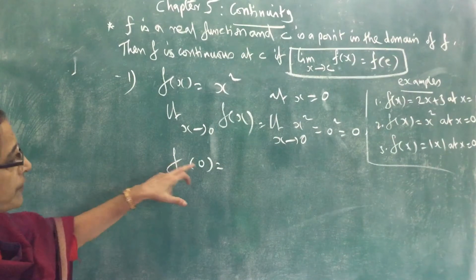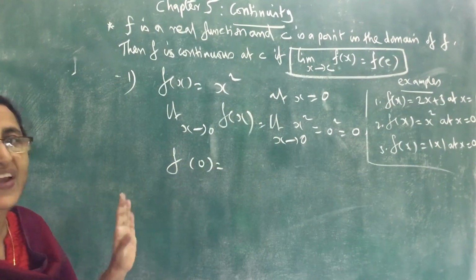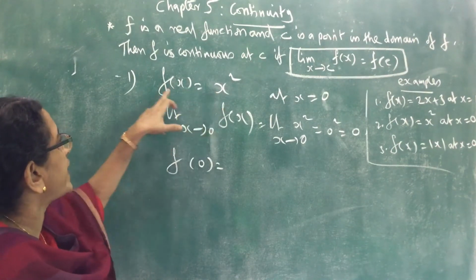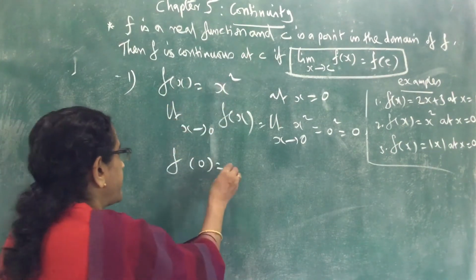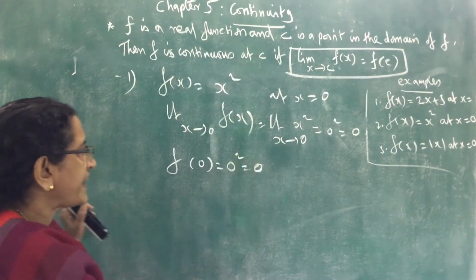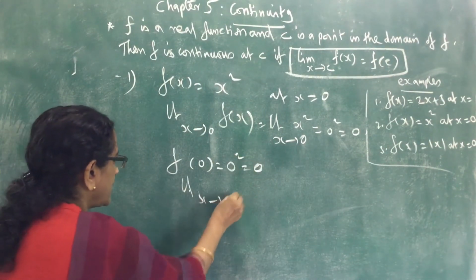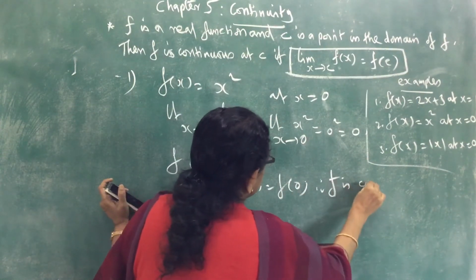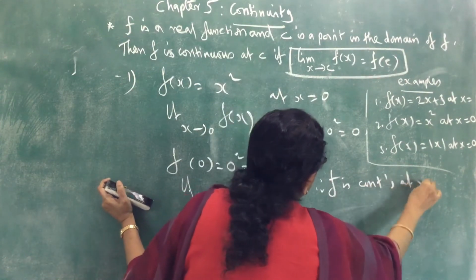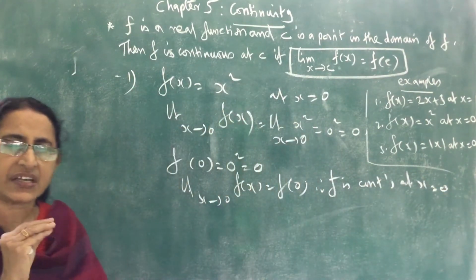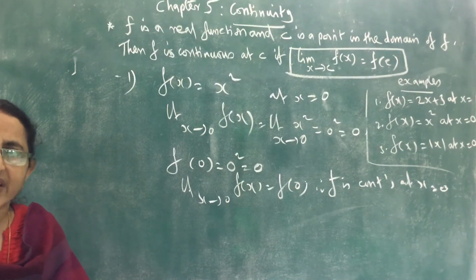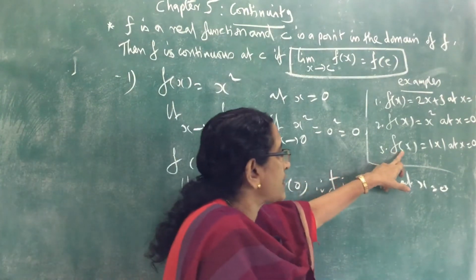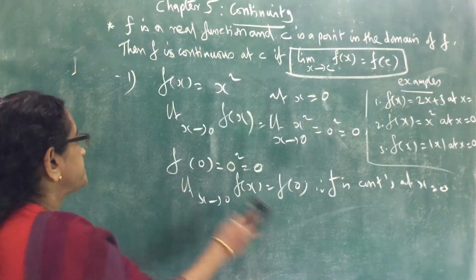Now we are going to find f of 0, right side. F of 0 means the value of the function f of x when x equal to 0. So f of x equal to x square. So what is f of 0? 0 square. That is 0. So both are equal. Therefore, limit x tends to 0, f of x is equal to f of 0. Therefore, f is continuous at x equal to 0. So the second function also, f of x equal to x square, is continuous at x equal to 0. Now third one, f of x equal to modulus x at x equal to 0.